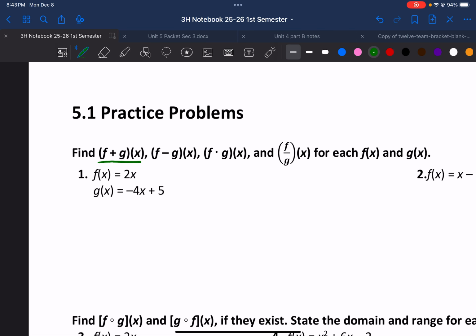Find f plus g of x, f minus g of x, f times g of x, and f divided by g of x. And I'm giving you both f of x and g of x. Okay. First, f plus g of x. We take the f equation and we add the g of x equation.